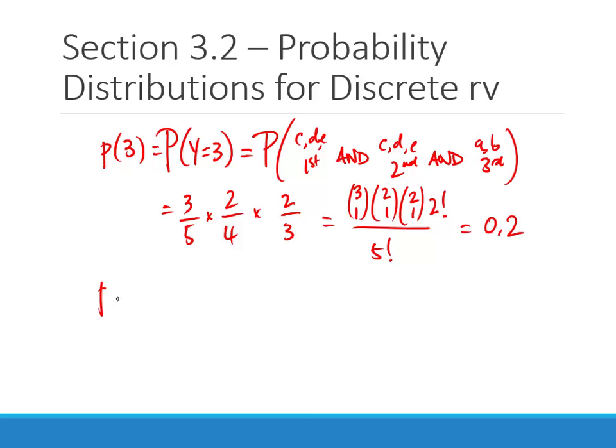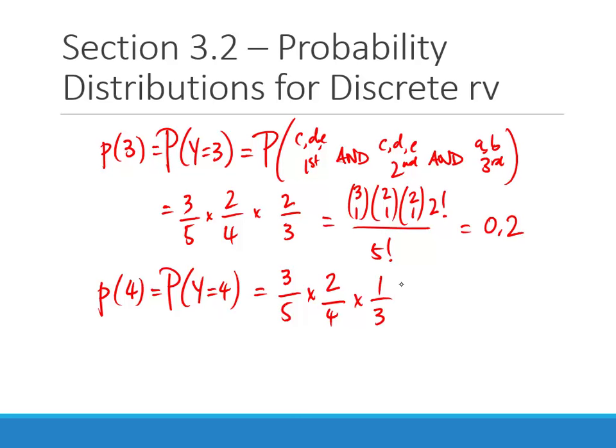All right, and to finish this out, the probability of P of 4, which is the probability that y equals 4. Same kind of an idea. So for my first one, I need that to be C, D, or E, 3/5 probability of that. Second one, I need it to be one of C, D, or E that I didn't choose. So I have 4 remaining. I can choose 4 of those. And my last one, I need it to be just one of the 3 that are remaining. So that's times 1 out of 3.